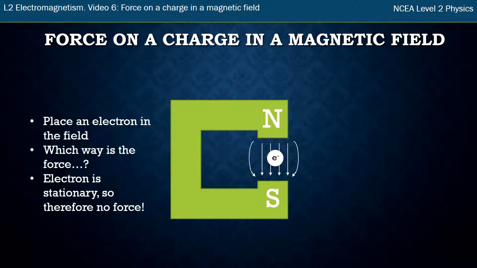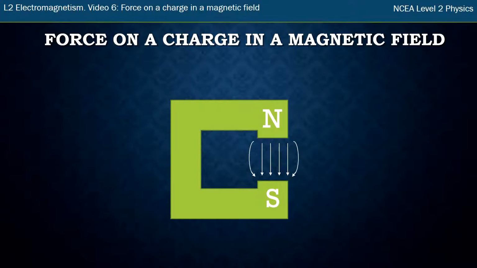If this was an electric field, not a magnetic field, then yes, the electron will be attracted to the positive side, but it's a magnetic field. We need it to be moving first. So let's say our electron is moving, right?